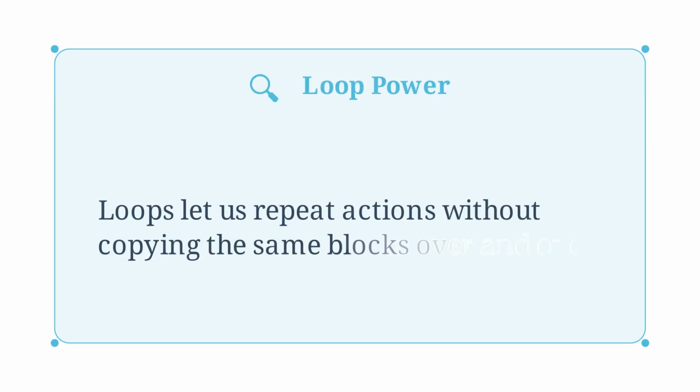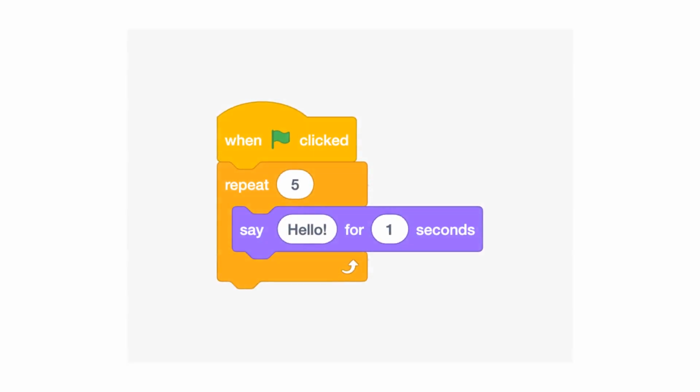Instead of copying the same blocks 5 times, we wrap them in a repeat block and tell it how many times to run. It's like having a robot assistant that follows the same instructions perfectly. Look how simple this is. Instead of 5 separate say blocks, we have one say block inside a repeat 5 loop. The computer will say hello 5 times, 1 second each. That's the power of efficient programming.